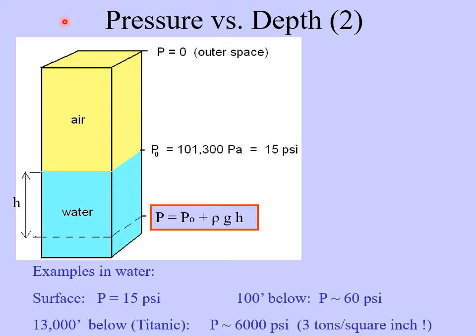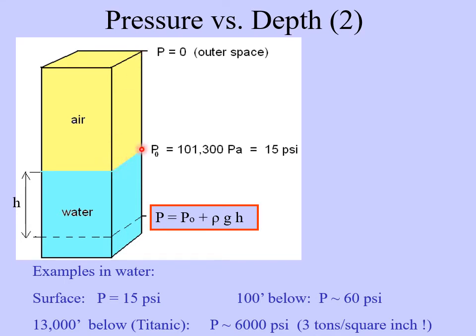Let's now return to our calculation of pressure versus depth, and now we're going to include the effects of atmospheric pressure. So in this picture here, you can see we have water or some other fluid down here, and then this is the air above it. In this column here, at the top, we're going to assume that there is no pressure at all because we're basically above the atmosphere. So this is outer space. This is not drawn to scale, obviously.